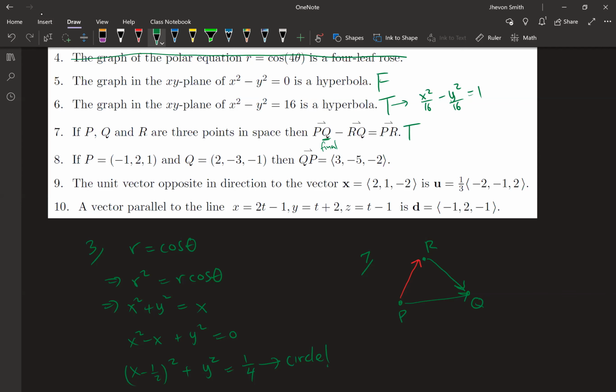What is this vector here? This is actually the vector PQ, right? So this is false.